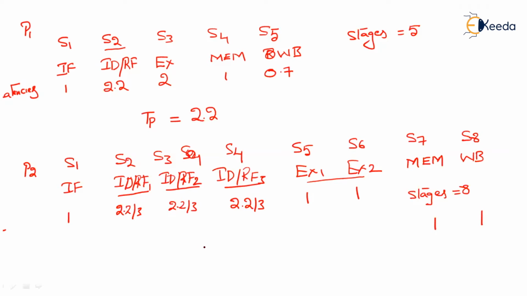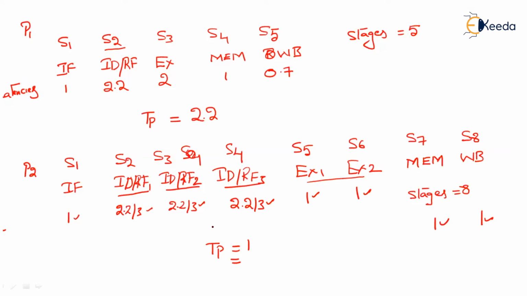And write back is also 1. Here you can clearly see TP is equal to only 1 clock cycle. What is TP? TP is the max stage delay. The stage delays are 1, 2.2 by 3, 2.2 by 3, 2.2 by 3, 1, 1, 1, 1. So obviously 1 is the maximum stage delay because 2.2 by 3 is less than 1. So TP is equal to 1 in this case.